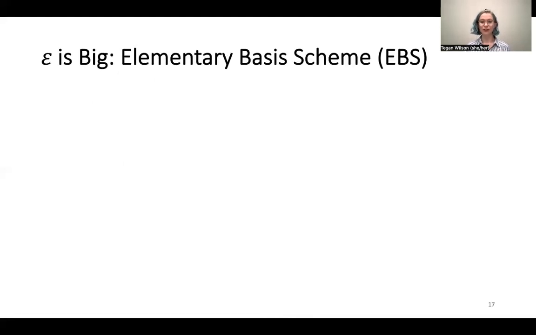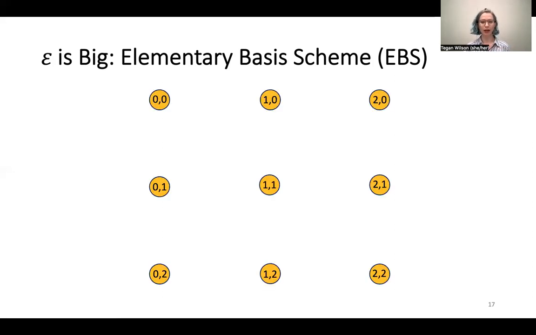Now I can define the first case for you here. Epsilon is big. This design we call the elementary basis scheme, and we define it more formally in our paper. But for the sake of simplicity here, right now assume n is a perfect square. Then we can represent the set of nodes as pairs, like so. We'll split our period into two different phases, one for each index of this pair. And in each phase, we connect to nodes that match in the index's coordinate.